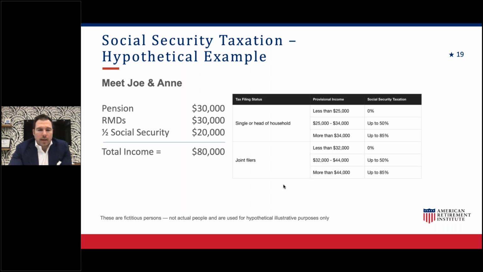Okay, so as we see there, their total household income is $80,000. That's more than 44. So 85% of their Social Security income will be taxed. Let's take a further look.